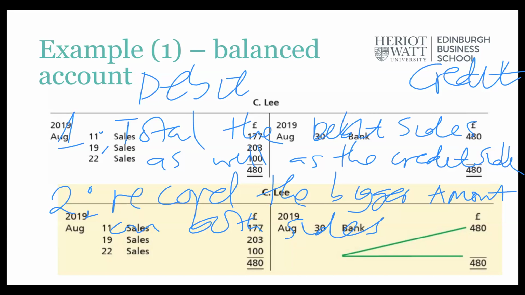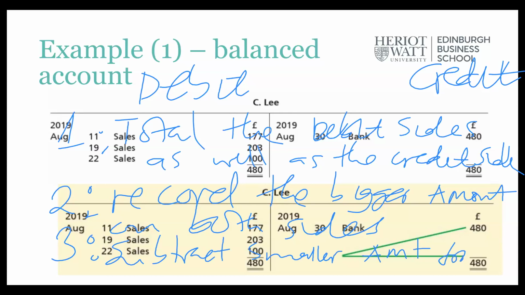Right. Then when you do that, number three, what do you need to do? Subtract the smaller amount. Subtract the smaller amount from what? From the bigger amount.